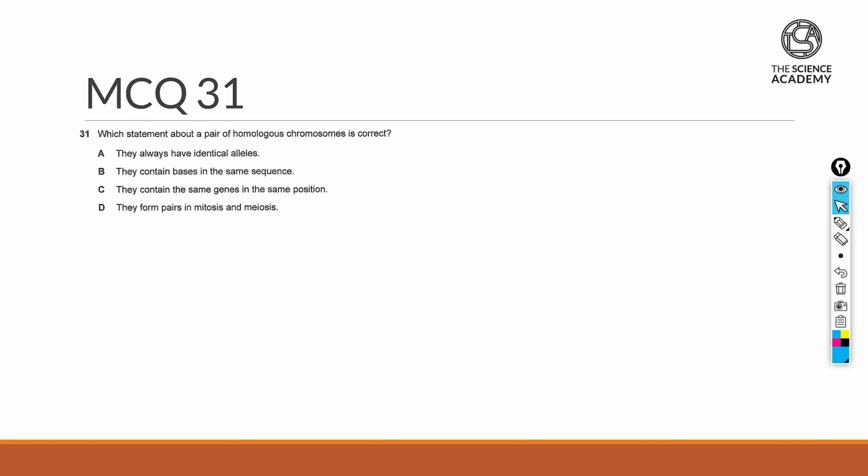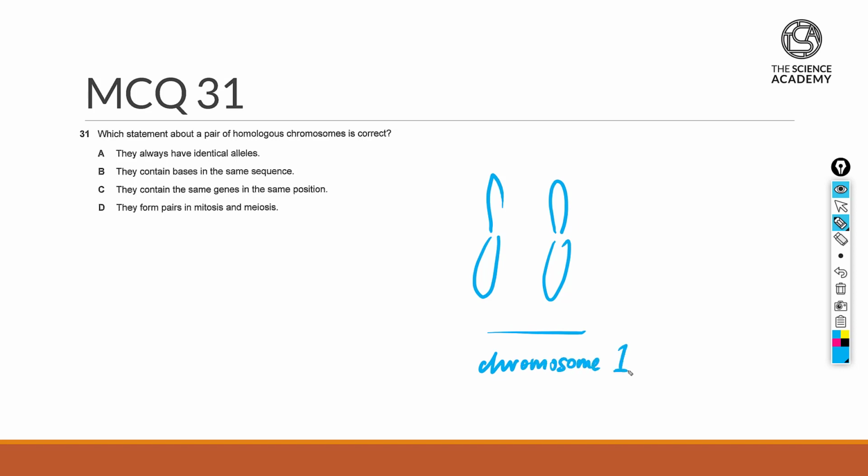In MCQ 31, we take a look with regards to homologous chromosomes. A little bit of the summary of homologous chromosomes: they are the chromosomes that are found at the same chromosomal position. So let's just say we are looking at the position of chromosome number 1. Over here you will see one chromosome 1 that came from the father and another chromosome 1 that came from the mother itself.